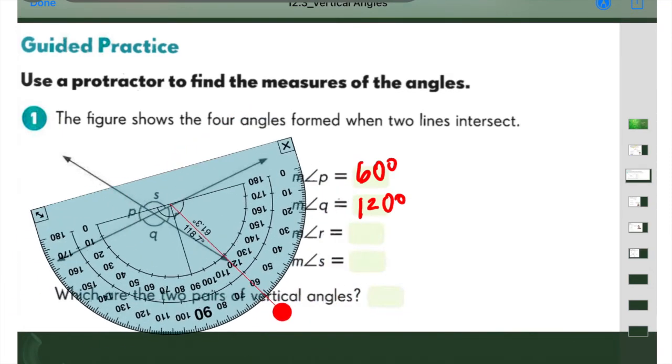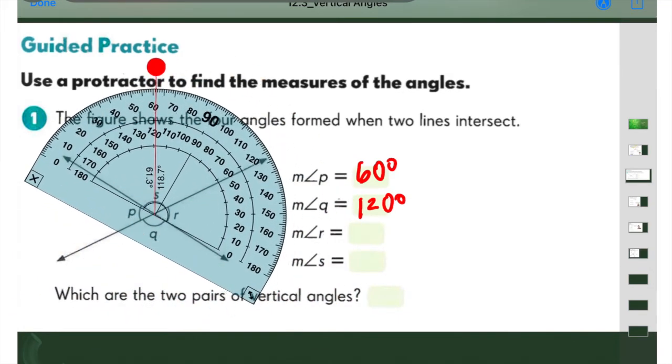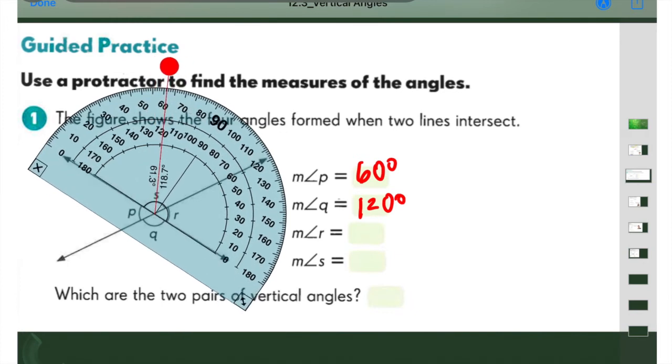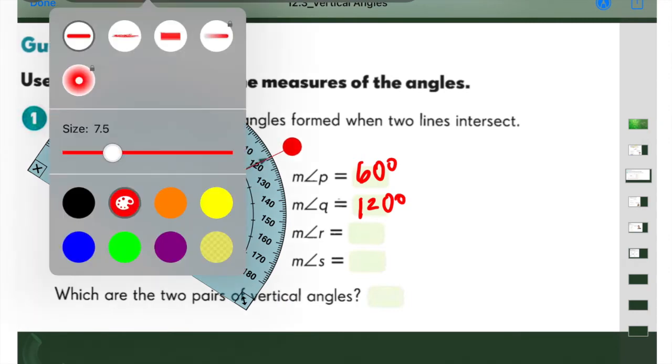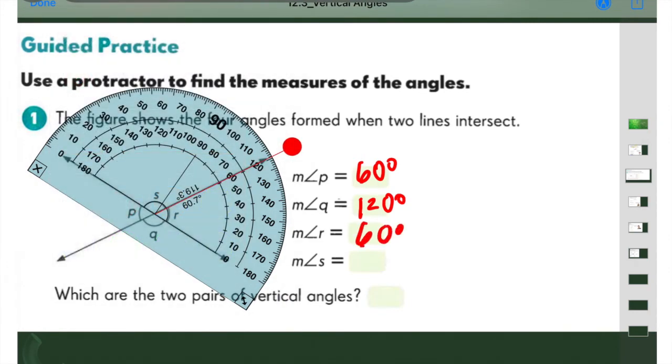And now let's measure angle R. We'll rotate this around. Line that up on the center. And for angle R, the ray is passing through 0 on the inside scale, so I'm going to use the inside scale to measure. And angle R is, look at that, 60 degrees.